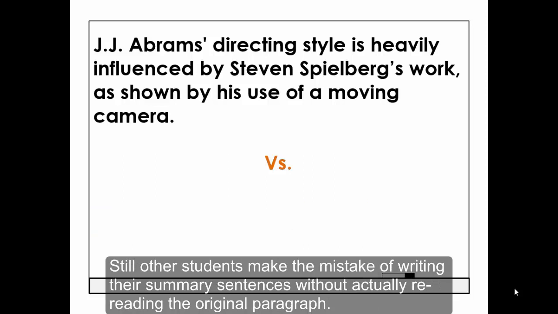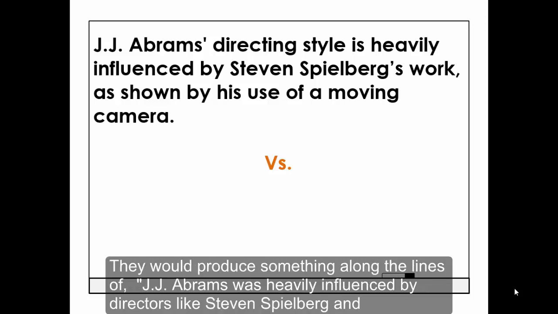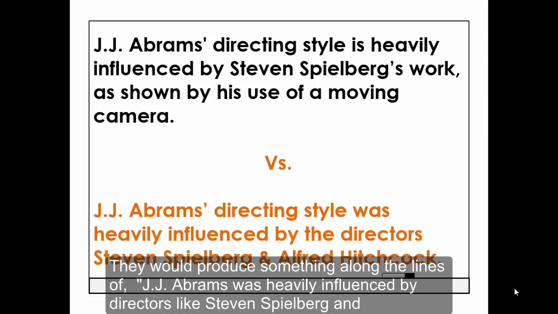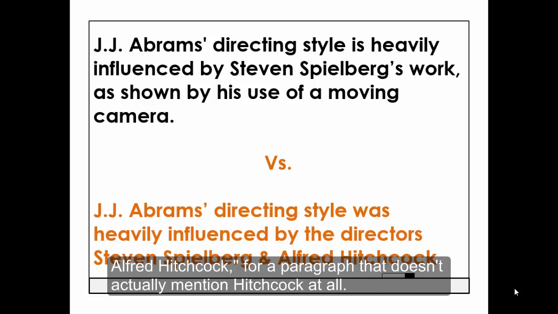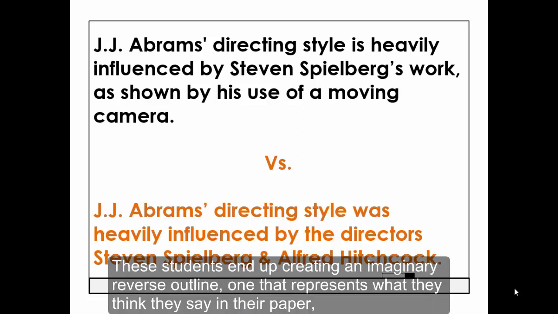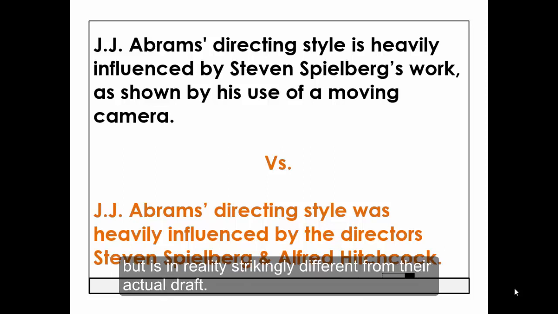Still, other students make the mistake of writing their summary sentences without actually rereading the original paragraph. They would produce something along the lines of, "J.J. Abrams was heavily influenced by directors like Steven Spielberg and Alfred Hitchcock," for a paragraph that doesn't actually mention Hitchcock at all. These students end up creating an imaginary reverse outline, one that represents what they think they say in their paper, but is in reality very different from their actual draft.